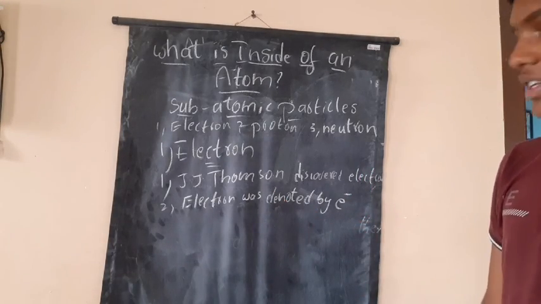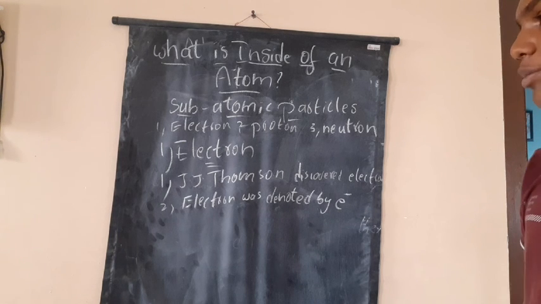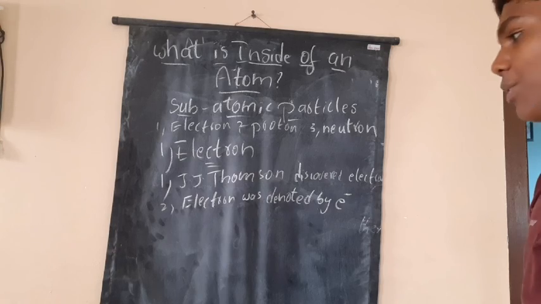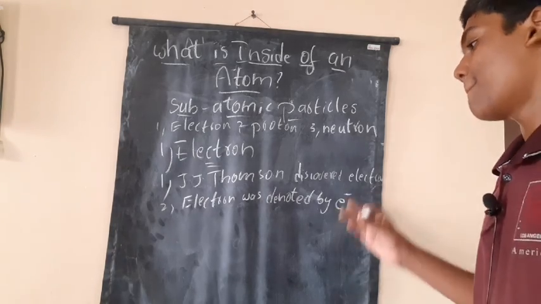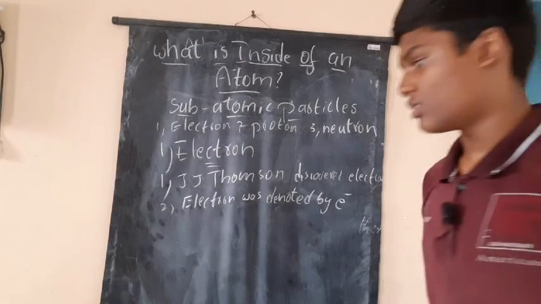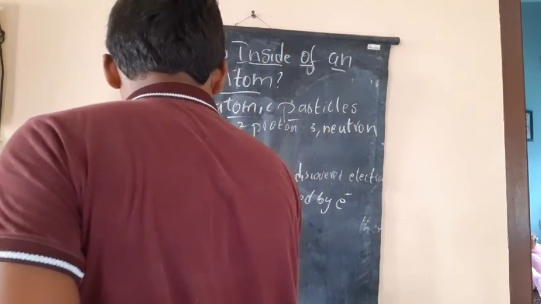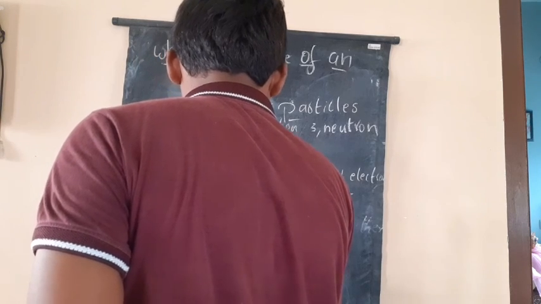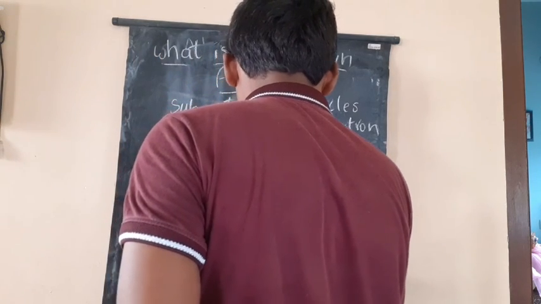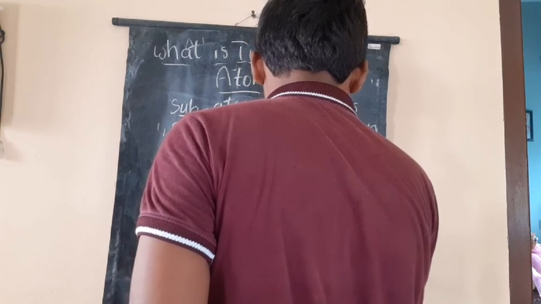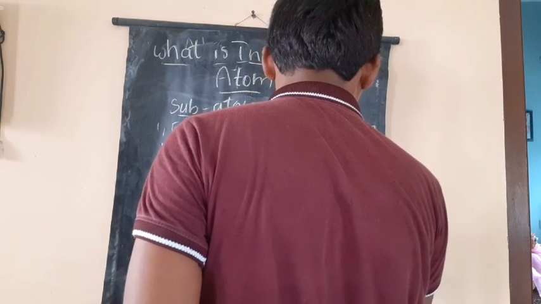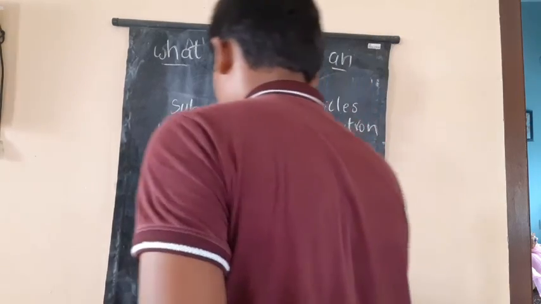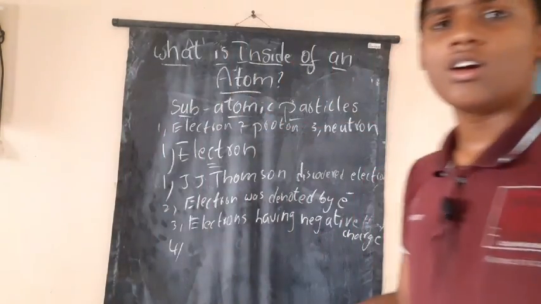Now we will see the third property of electron. The third property is nothing but that electron has negative charge. Electrons have negative charge.